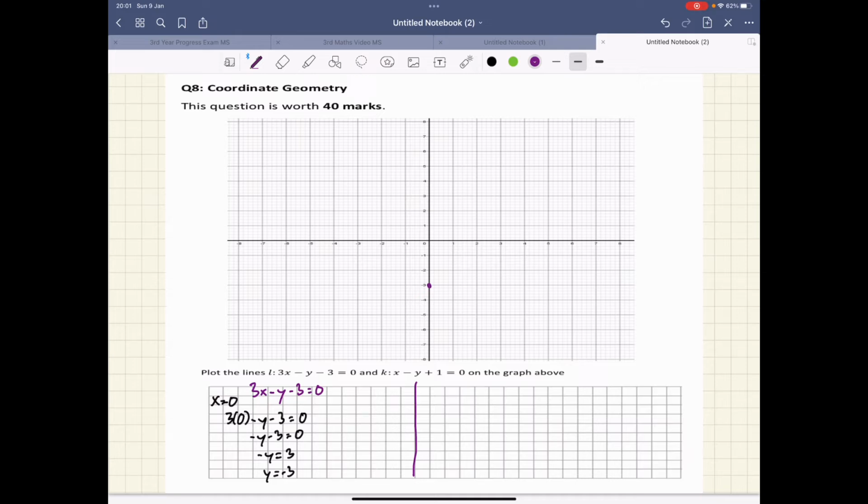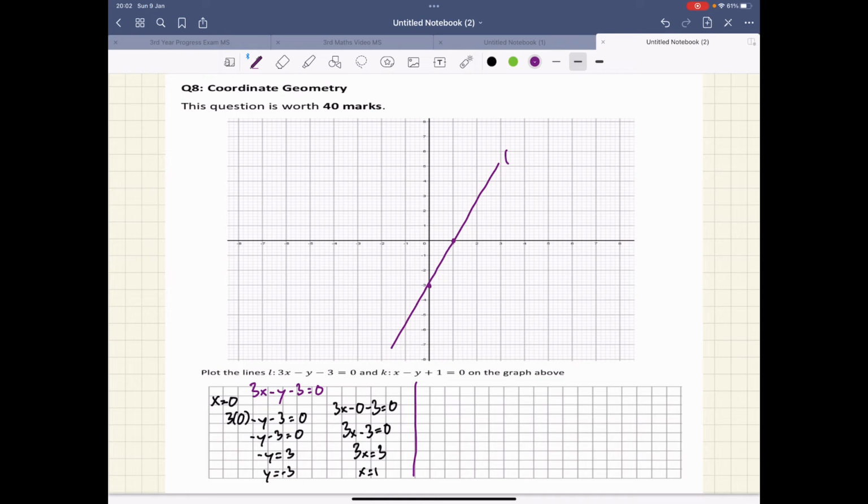Okay. And when y is 0, what do we get? We get 3x minus 0 minus 3 is equal to 0. 3x minus 3 is equal to 0. 3x is equal to 3, x is equal to 1. So when y is equal to 0, x is equal to 1, which is there. So you draw a line. You can't see it, but I have a kind of makeshift ruler to do this. There we go. So that's the best I can get at the moment. Okay, so that's our first line plotted for L.